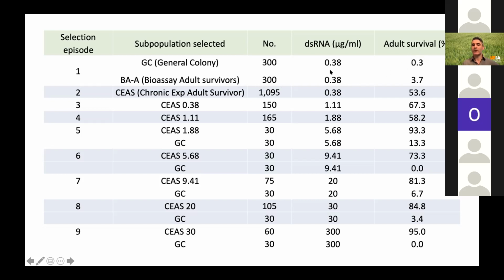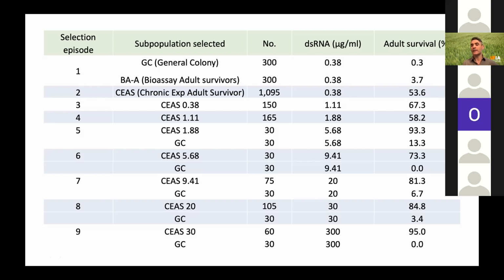The only survivor from the general colony and the 11 survivors from this adult survivor colony were pooled to generate the chronic exposure adult survivor, or CS colony. We took the CS colony to an F2, so we did 2 generations of seed mating to be able to obtain a higher number of individuals and then reselect with the original double-stranded RNA dose. And as you can see here, we had a fairly good number of adult survivors already at this stage.